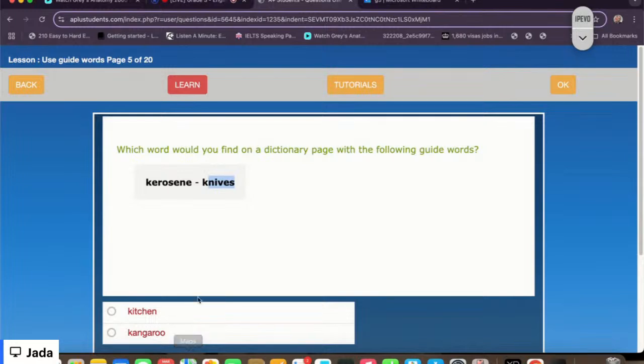All right, so look at this. We cannot find kangaroo in between kerosene and knives, right? Because kerosene is KE and knife is KN. So from E, you have to check the second letter, up until the second letter in knives, which is E, then to N. All right, so KA now. A comes before E, so you cannot find A in between this.